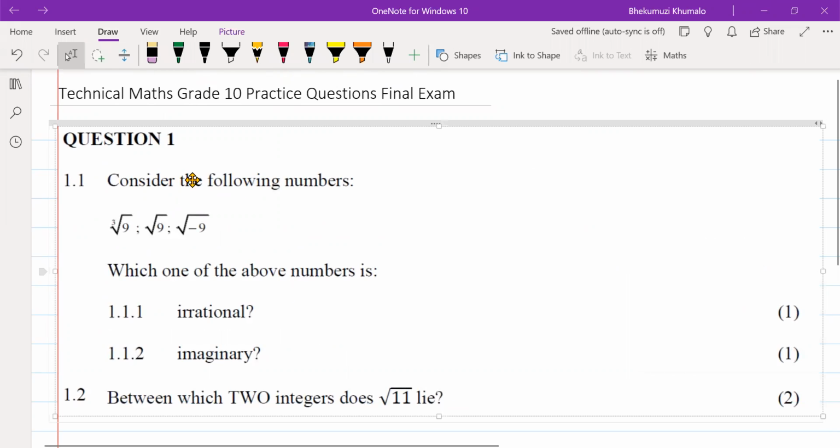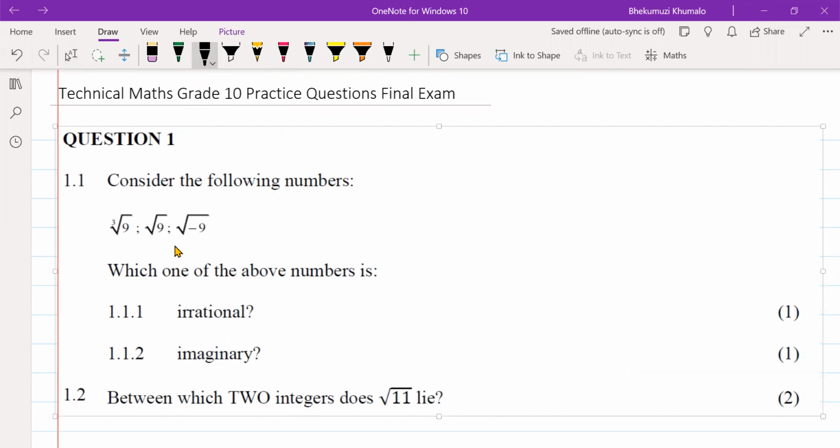Consider the following numbers. And the following numbers are the cube root of 9, the square root of 9, and then the square root of negative 9. So they ask us which one of the above numbers is irrational and imaginary. Okay. So remember, you need to have a very clear idea of what is rational, what is irrational, and what is imaginary.